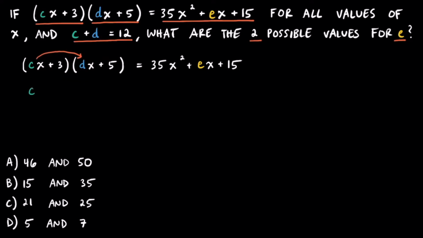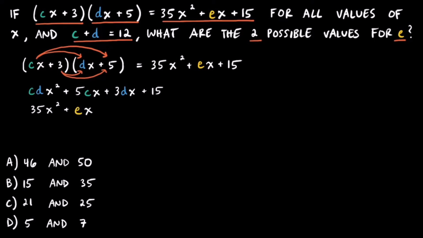Cx times dx is going to be cdx squared, cx times 5 is going to be 5cx, 3 times dx is going to be 3dx, and 3 times 5 is going to be 15. Now comparing this equation that's written in standard form with the equation that they gave us that was in standard form, let's see if we can find anything interesting.